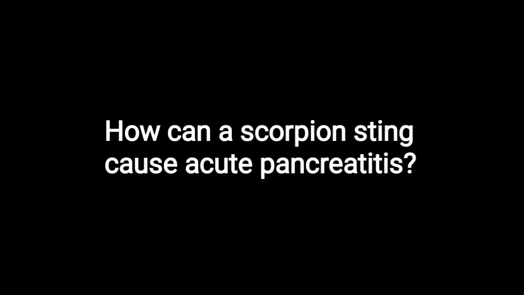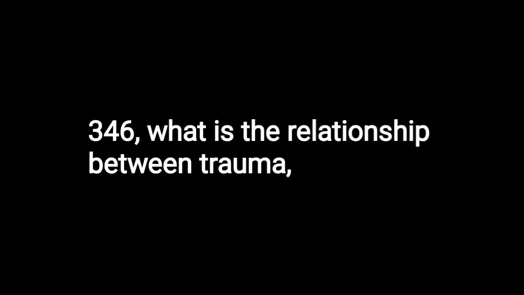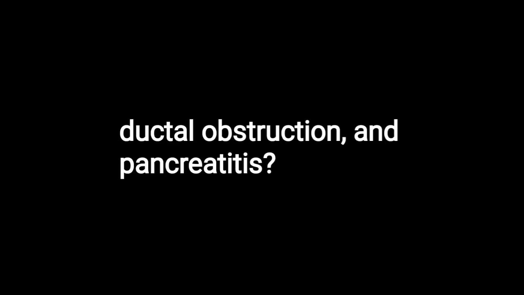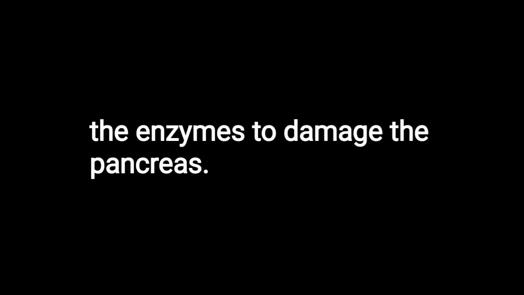345. How can a scorpion sting cause acute pancreatitis? Some scorpion venoms can directly trigger inflammation in the pancreas. 346. What is the relationship between trauma, ductal obstruction, and pancreatitis? Both trauma and ductal obstruction can prevent normal enzyme flow, causing the enzymes to damage the pancreas.